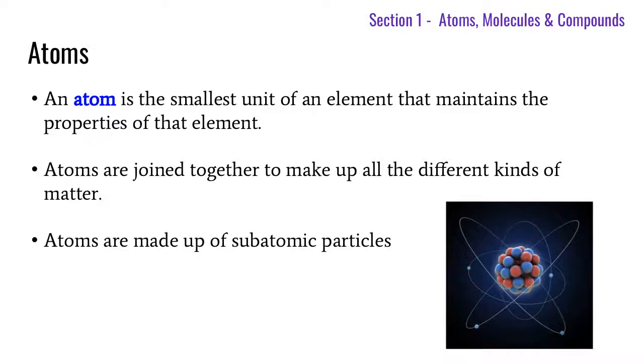Before we can talk about pure substances, we need to bring it all the way back down to the atom. Remember, an atom is the smallest unit of an element that maintains the properties of that element. So down here I have a picture of an atom. We can see that middle part and then the outside where we have little electrons. So atoms are joined together to make all different kinds of matter. Atoms are also made up of subatomic particles. Remember, subatomic particles are the protons, the neutrons, and the electrons.